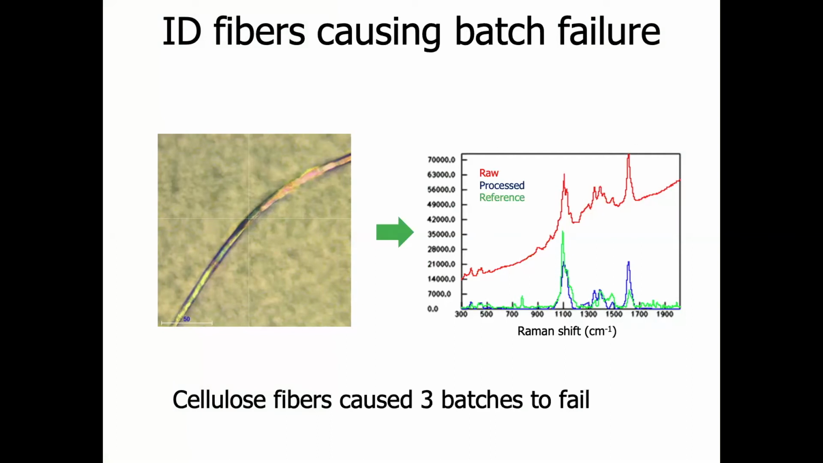On the slide, we see a picture of that fiber and a Raman spectrum which clearly shows that it's a cellulose fiber. Luckily, the Raman spectrum shows an additional peak at 1600 wave numbers that is not present in most cellulose spectra. So we can use this peak to find the specific source of the contaminant.